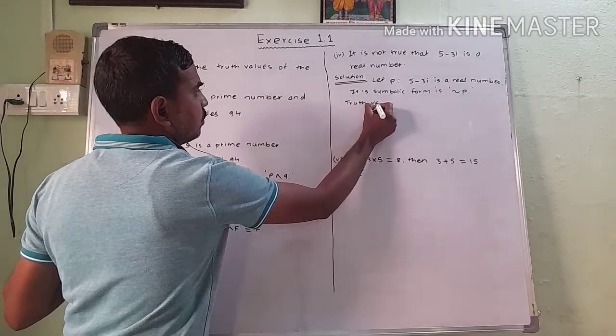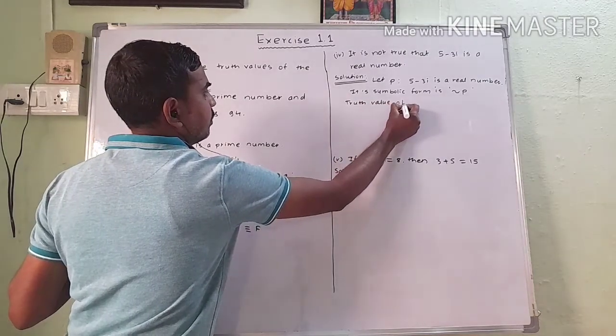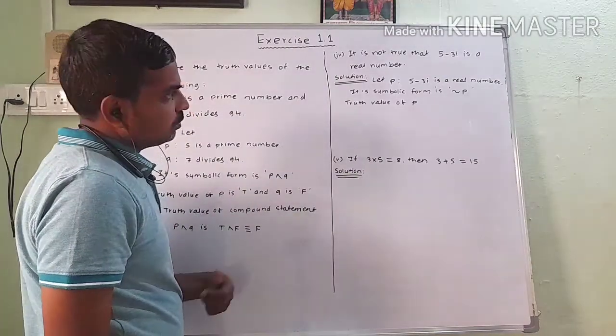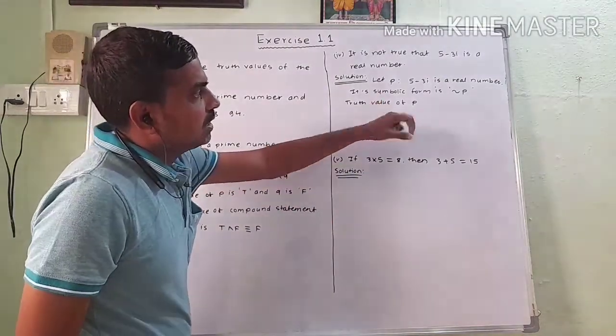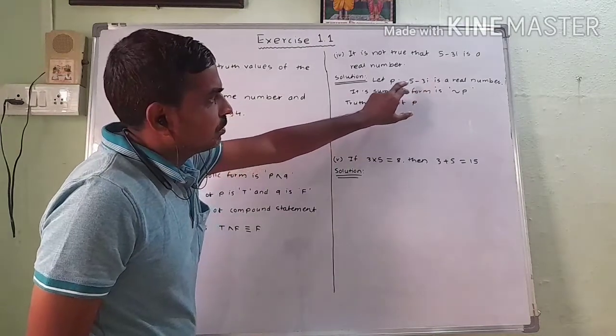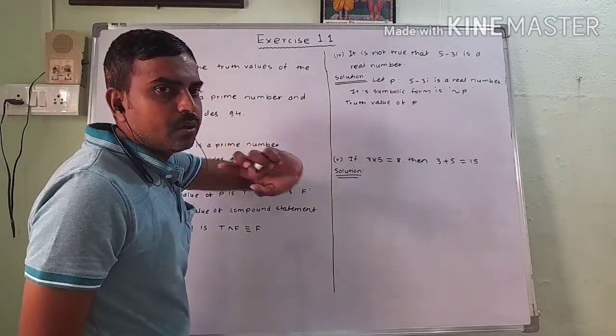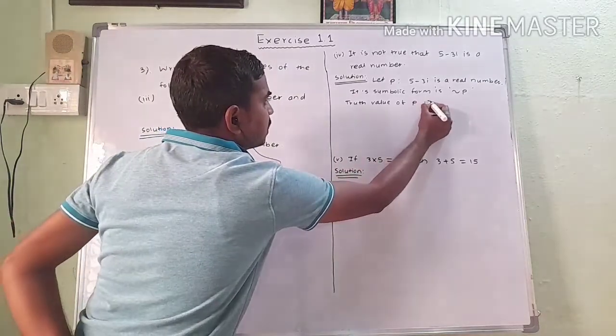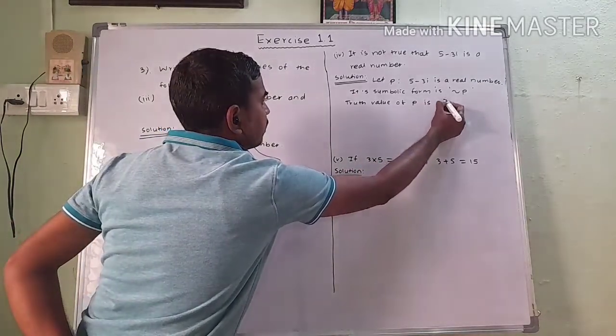Now the truth value of P. What is P here? 5 minus 3i is a real number. But we know that in 5 minus 3i, i is the imaginary unit. Therefore 5 minus 3i is a complex number. It is not a real number. Therefore the truth value of P is capital F.